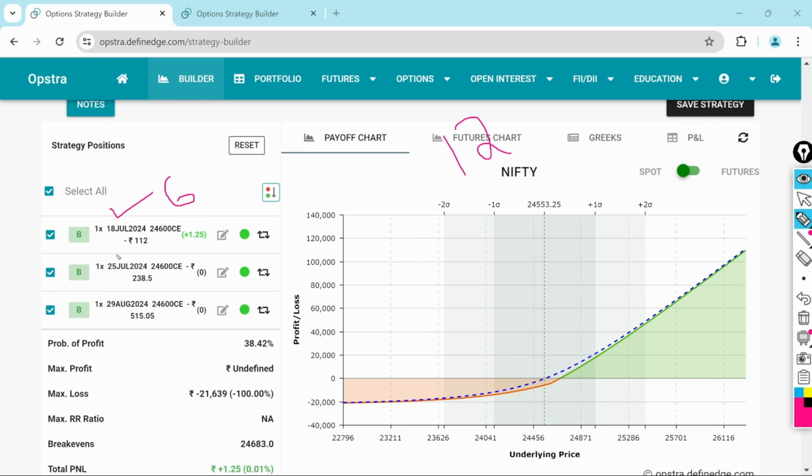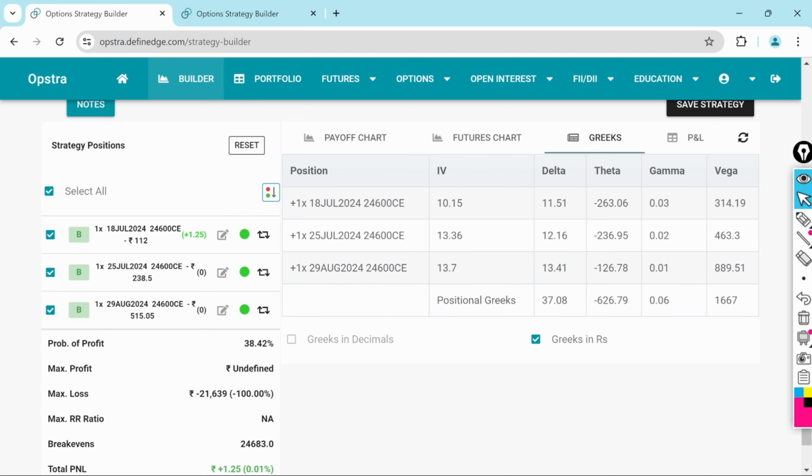And the option which is expiring on the 25th July has around 12 days to go. And as you can see, 29th August has almost 1.5 months to expiry. From our understanding, as we go closer to the expiry, theta decay will increase, right? So now we will see how the theta works with respect to the time to expiry.